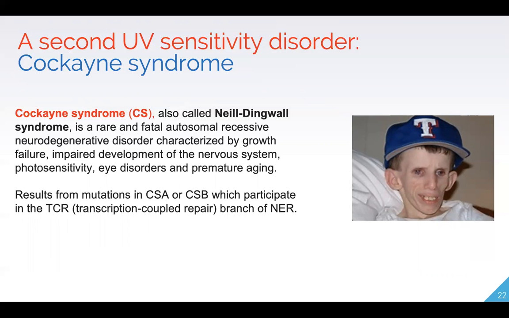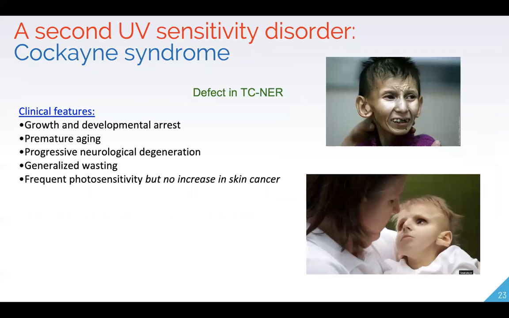A very characteristic feature of this syndrome is the very premature aging features that these individuals encounter. These individuals will have a miserable life. They rarely reach adulthood. They usually die at a very young age. Other clinical features are associated with growth and developmental arrest. They have severe neurological disorders.